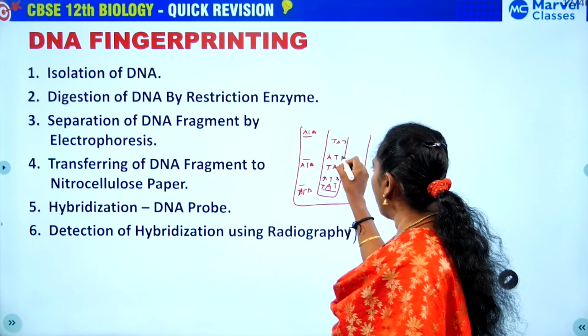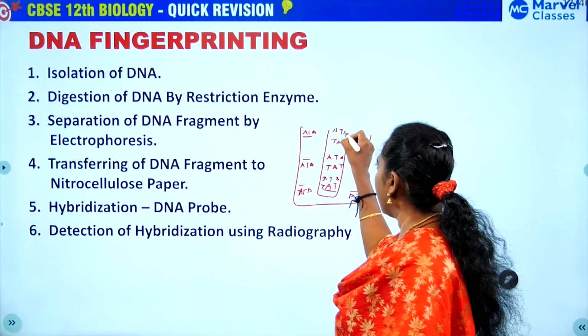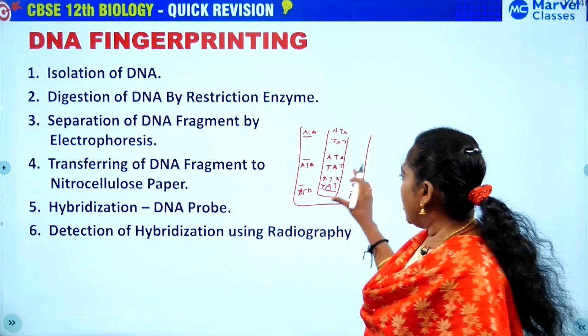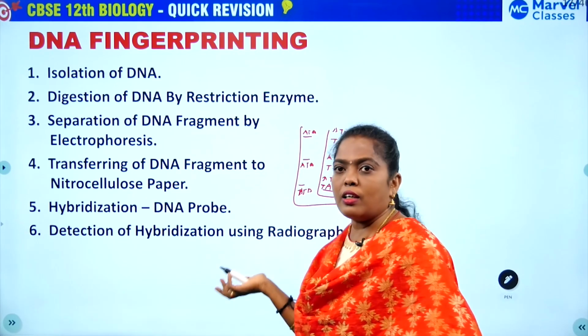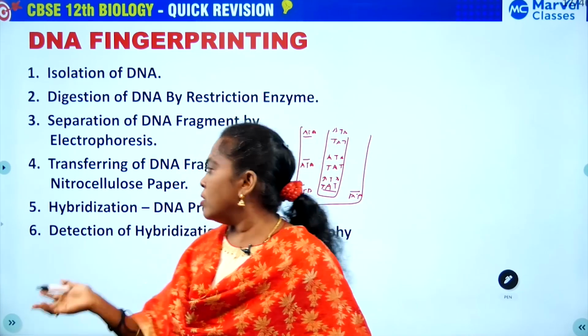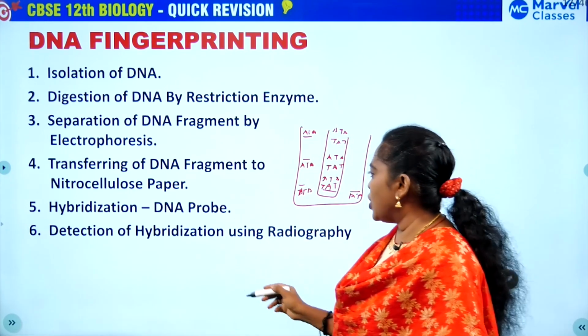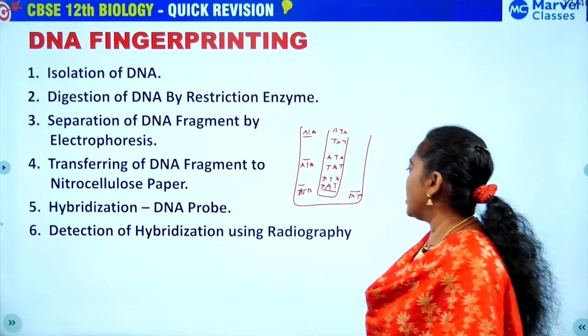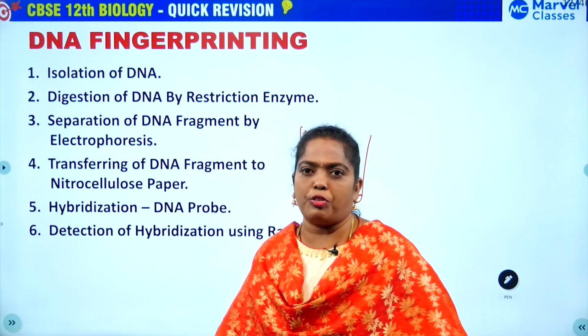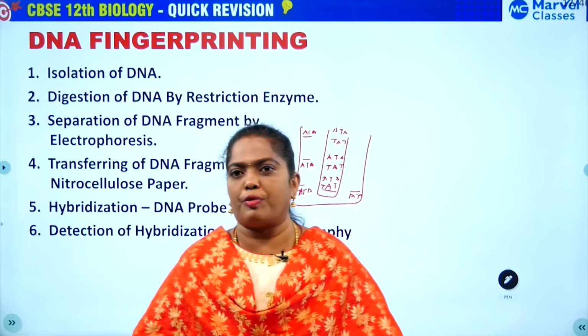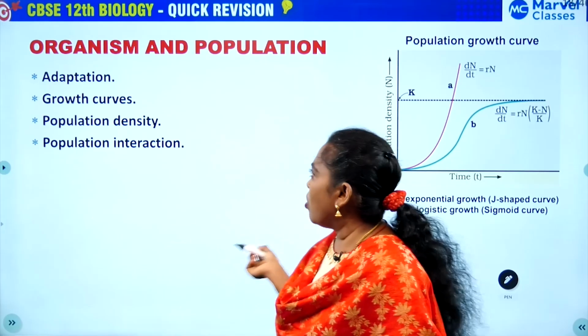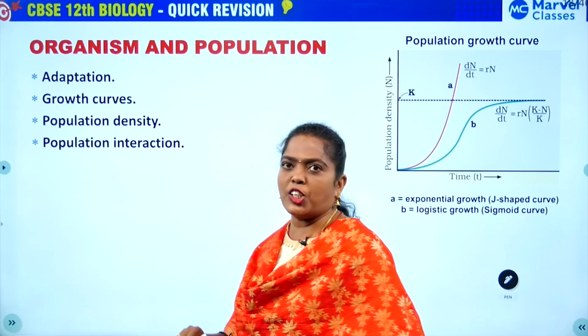All these probes will come and bind here, so that we can say that he is the criminal. The DNA fingerprints match. That is hybridization. Then detecting this using radiography, X-ray, autoradiography. That's it. Then organism and population.